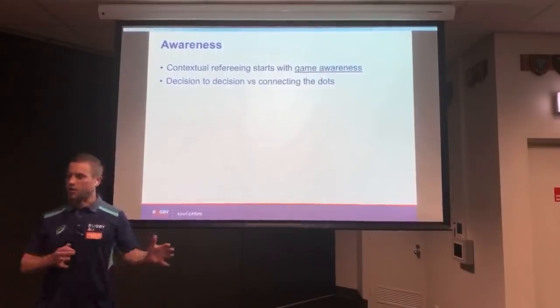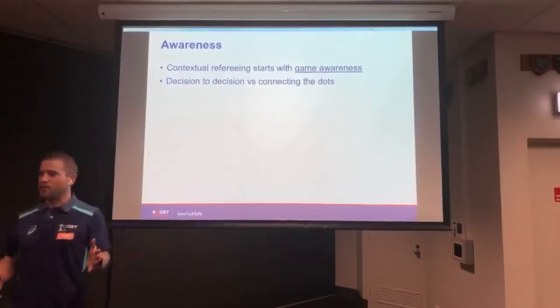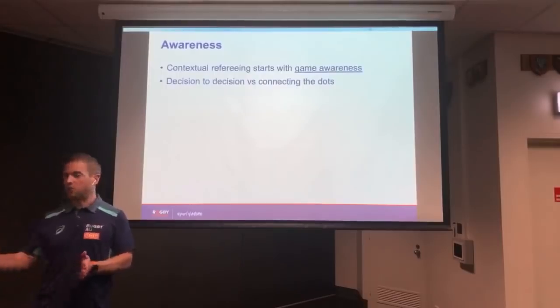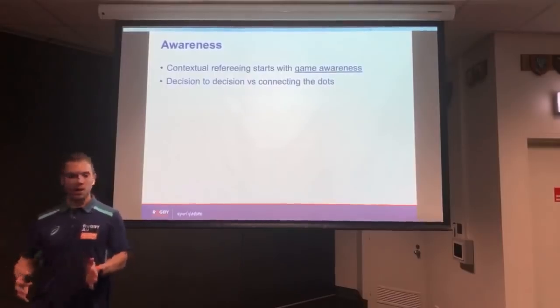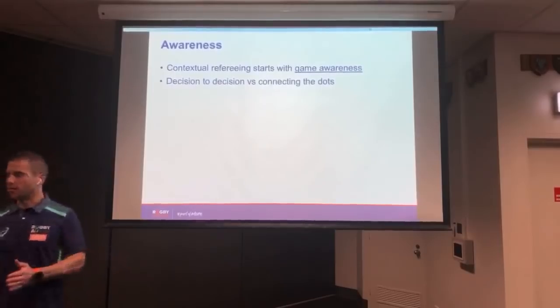So in that scenario, penalty to penalty to penalty, what is that telling us about the game? It might be telling us that we've had a string of five penalties against the team here, and so I need to be very aware about where this might lead me as a referee.